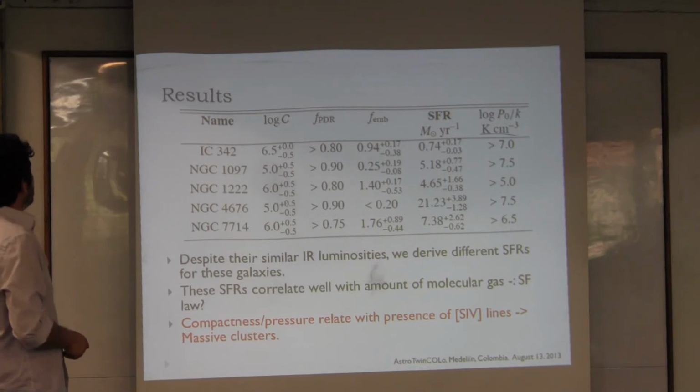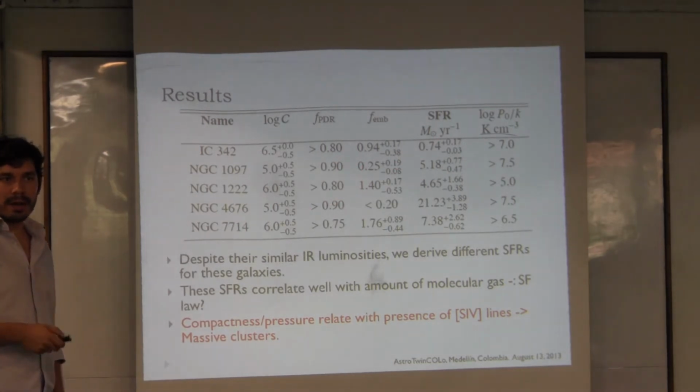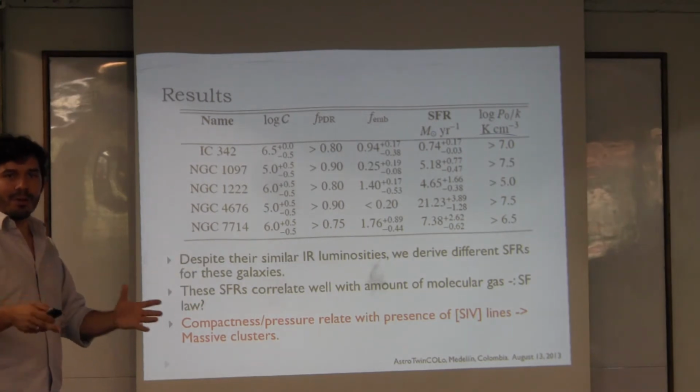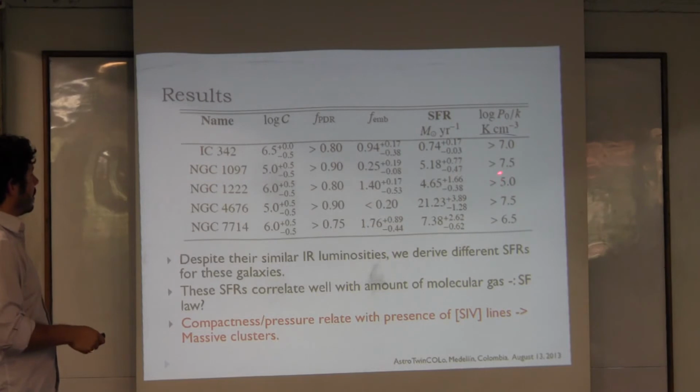And one interesting thing is that even though this is a very small sample, we found several things. First of all, there's a good correlation between the star formation rate we derive from these systems and the amount of molecular gas available, which points to a star formation law. You form more stars when you have more gas available. But also the systems that are more compact tend to be the systems that have the lower limits in pressure.